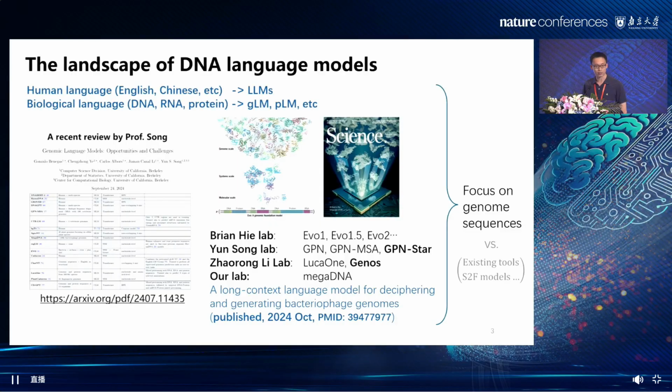The works from Brian's lab, EVO1 and EVO2, are really pushing the field forward. Also from Professor Song Yun's lab at UC Berkeley, the GPN models. More recently, GPN-Star is really making some difference. And for the labs in China, Zhao Rongli's lab has developed Luca1 and, more recently, Genos. Genos is a long-context, single-nucleotide-resolution DNA language model for human genomes.